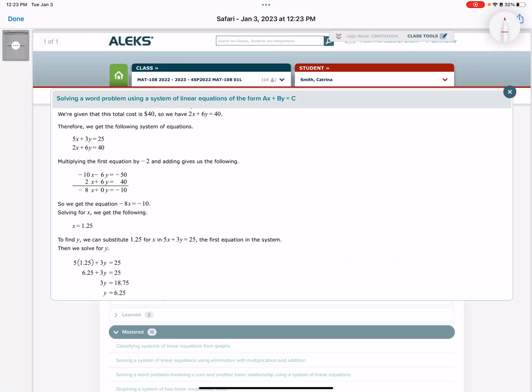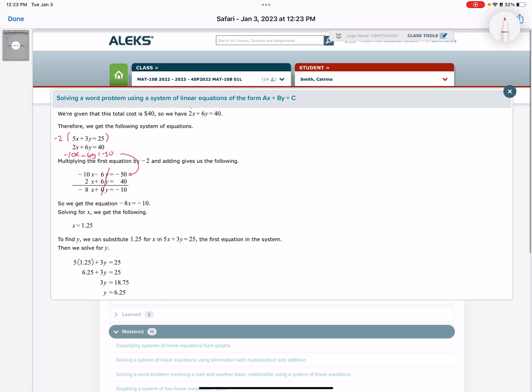So I'm going to change this problem. I'm going to multiply this by -2, because what happens is this becomes negative 10x, this becomes negative 6y, and this becomes negative 50. So it's right there. When you add them together, those guys cancel out. Go ahead and solve for your x, and then put your x back into either equation to get what your y is.